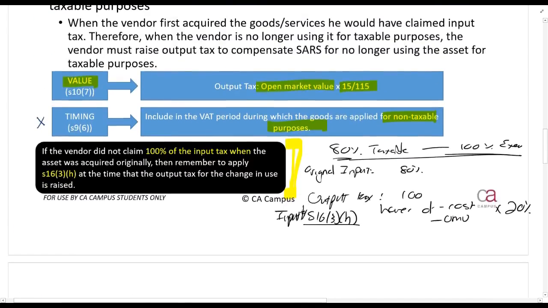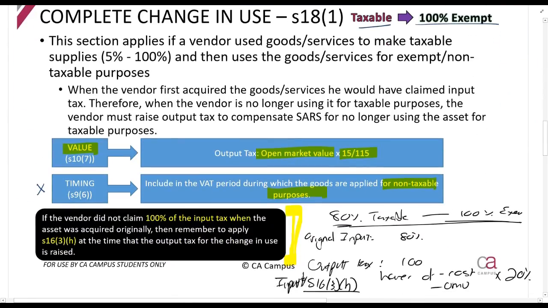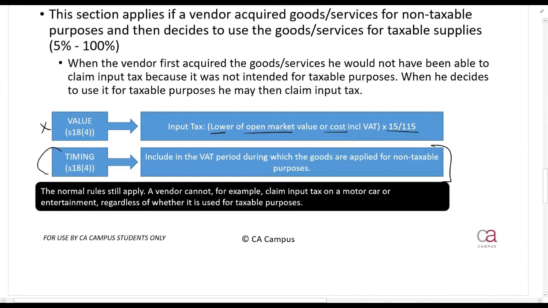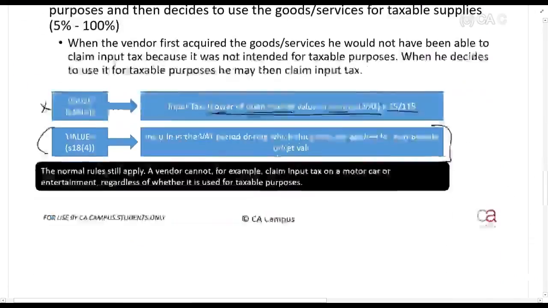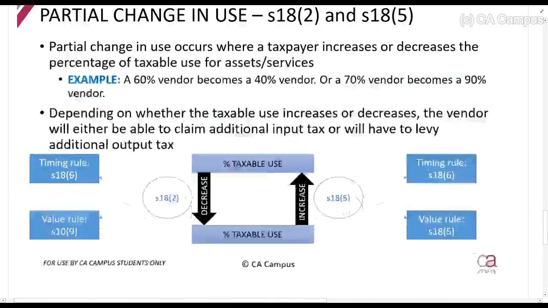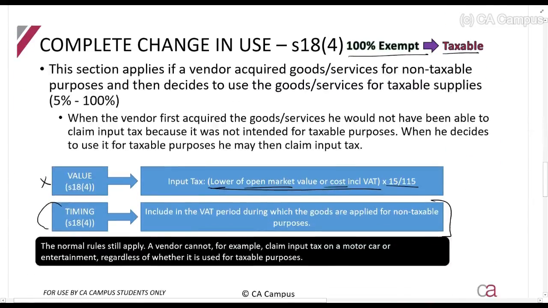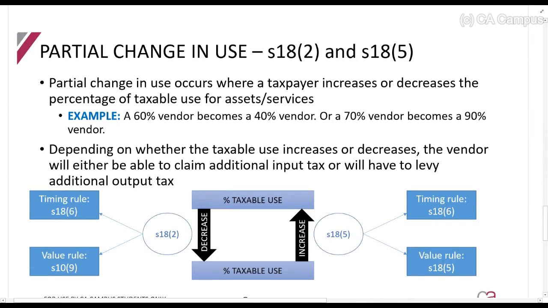Now I want you to see here, in all of these rules that we're going to be looking at, the only place where you only consider the open market value is section 18.1. Everywhere else, you consider the lower of cost or open market value. Right, so that's section 18.1 and section 18.4. Section 18.2 and section 18.5.